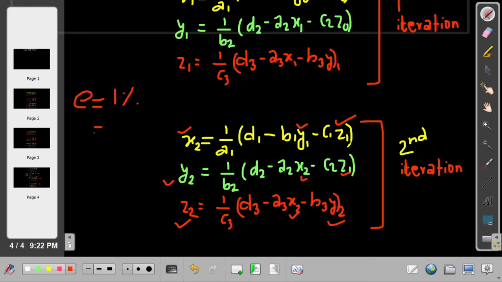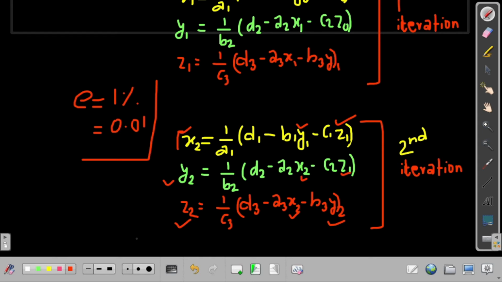Okay, so 1% means the error tolerance is 0.01. If the difference between x2 and x1 is less than the error tolerance, that is 0.01, and the differences between y1 and y2 and z1 and z2, all the differences of the successive iterations, are less than the given error tolerance, then we can stop and decide the values for x, y and z. If the error tolerance is not given, and the values of x, y and z have very small differences in each iteration, then we can stop and decide the approximated values for x, y and z.